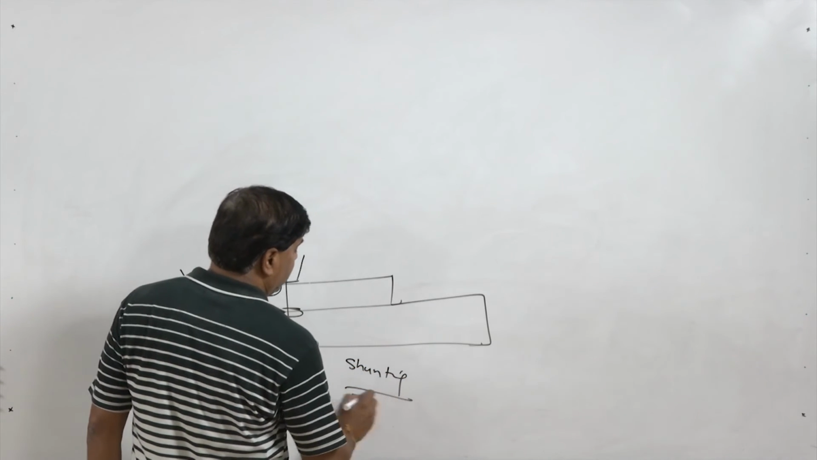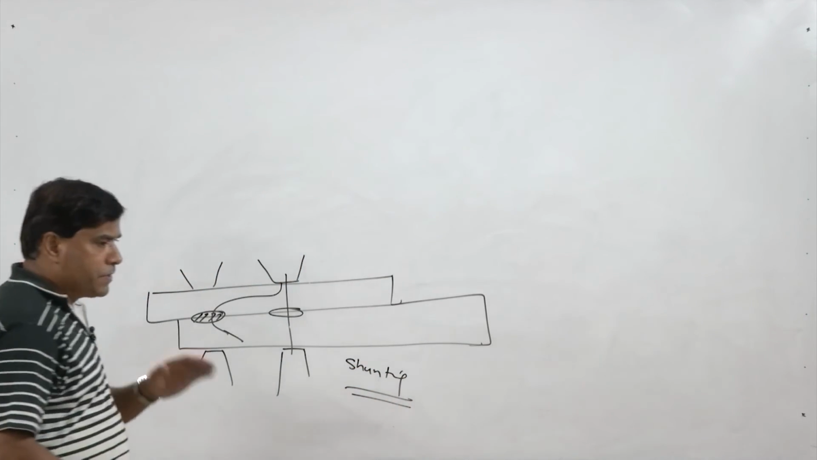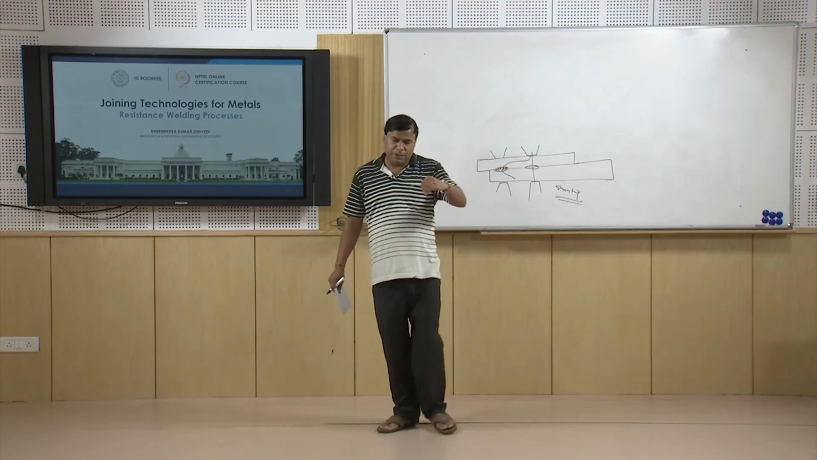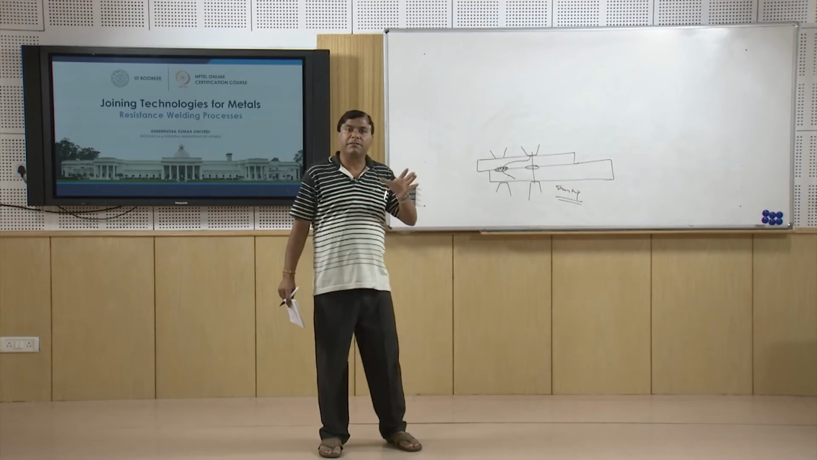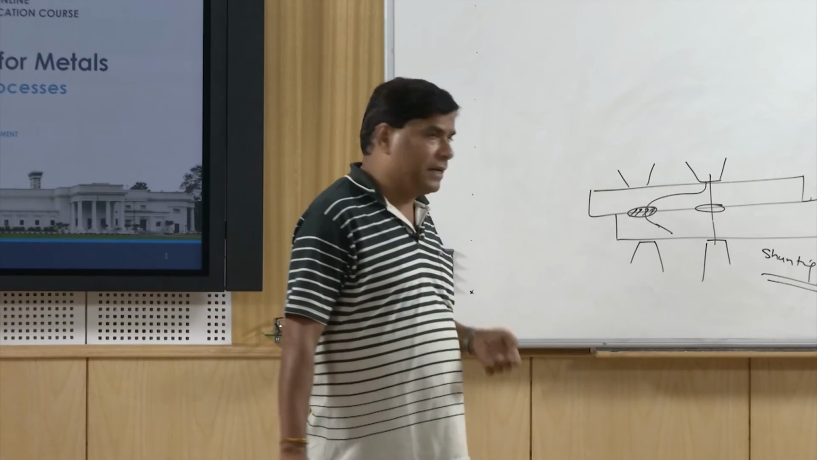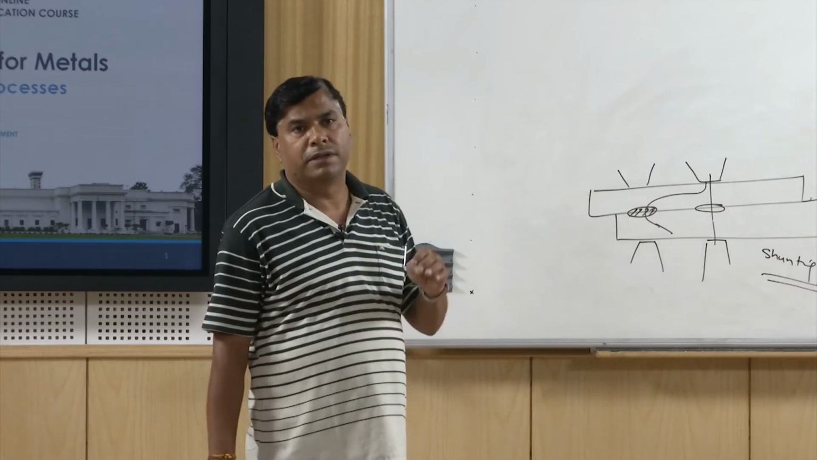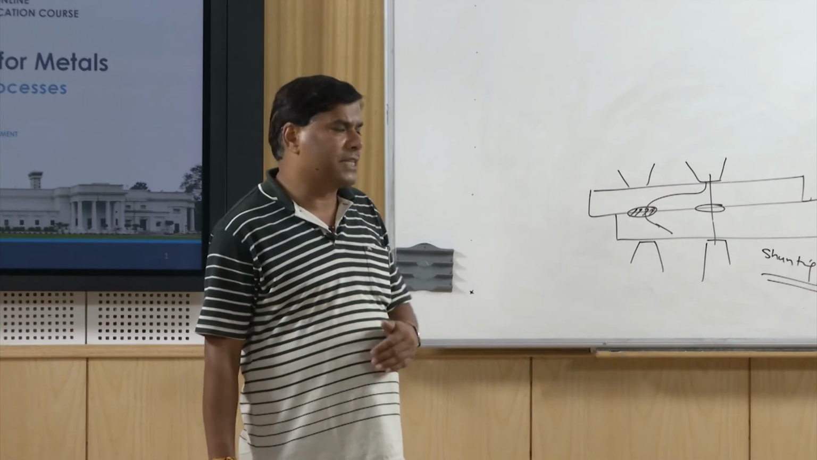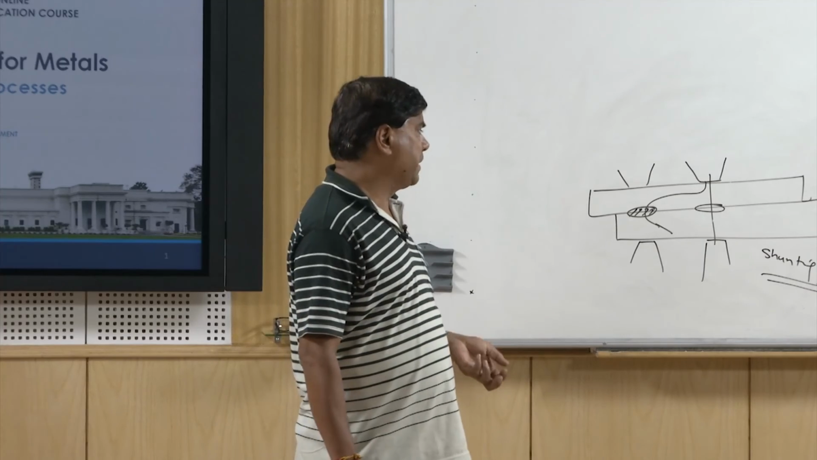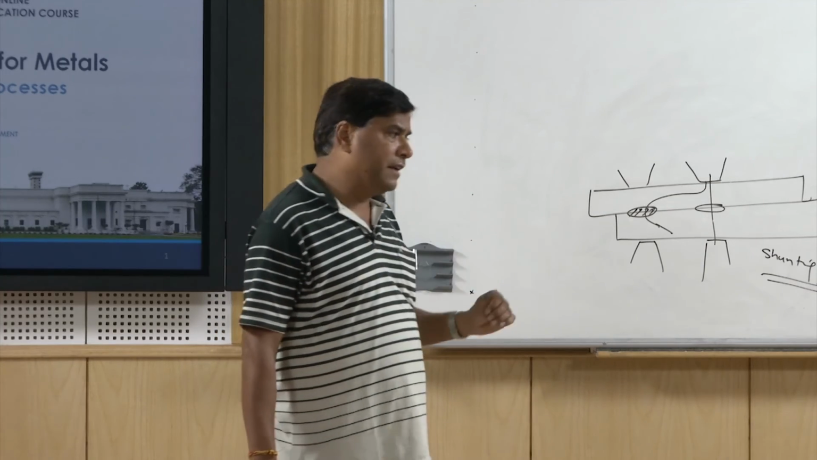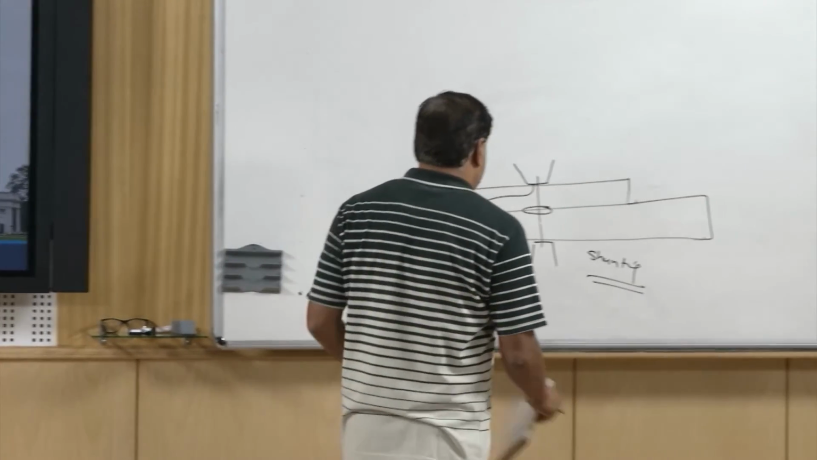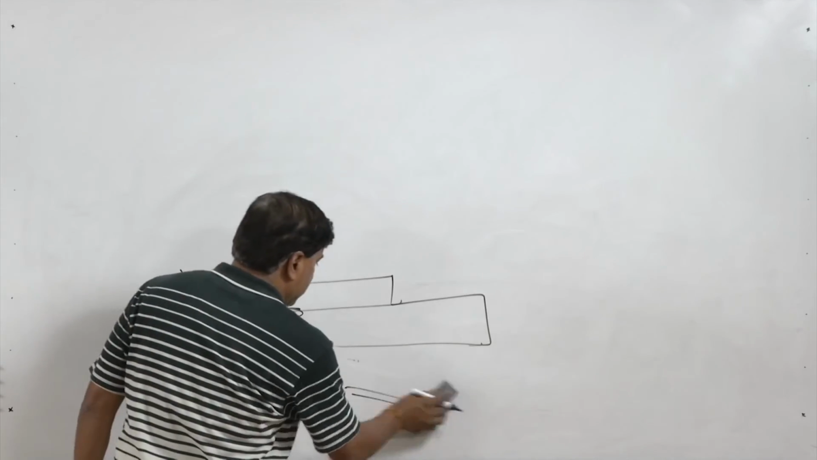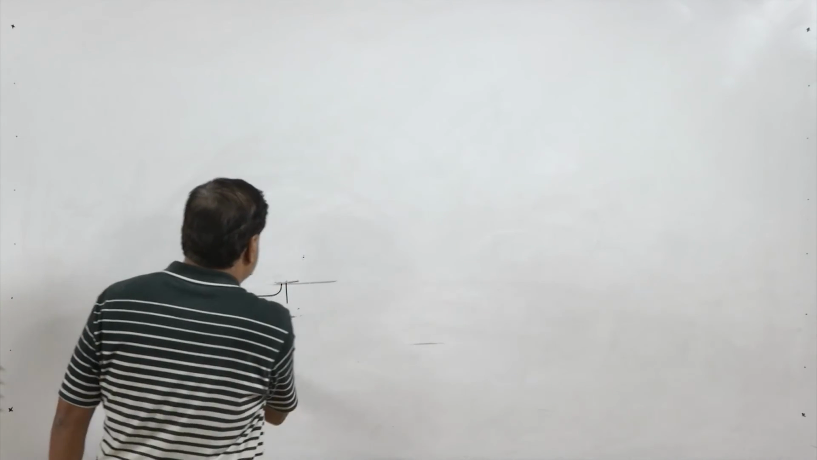Shunting effect means that if some spot welds have been made, then some of the current will flow through the already developed nuggets, and therefore the current requirement increases for making further nuggets. To overcome the shunting effect, the magnitude of the current is normally increased. So this is what happens in case of spot welds.